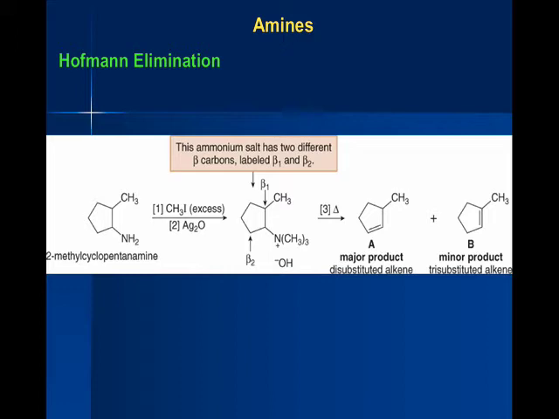So it appears that it's violating Zaitsev's rule, and in fact it is. It's following what we call the Hofmann rule, and it's because of steric hindrance in these particular cases. Now there are some practical uses for the Hofmann elimination. I'm going to give you an example that I used when I was a graduate student. So we started off with 1,4-dimethylbenzene. We reacted that with NBS. We used free radical conditions.